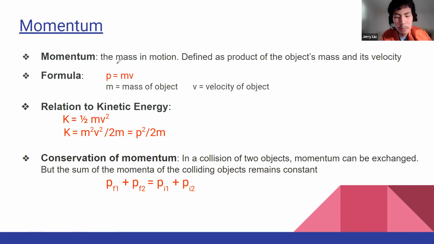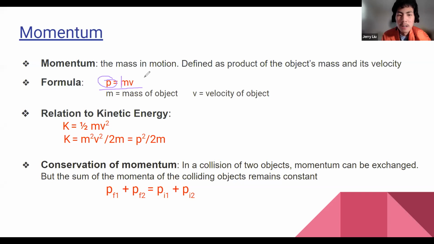So basically, if an object has mass and it's in motion, this object has momentum, and this type of momentum can be transferred to other objects during a collision. It is the product of the mass and the velocity of the object. The symbol of momentum is P, and the formula is just P equals mv.